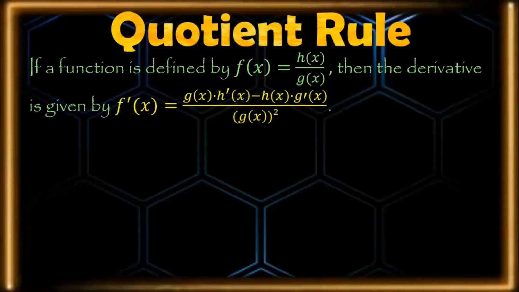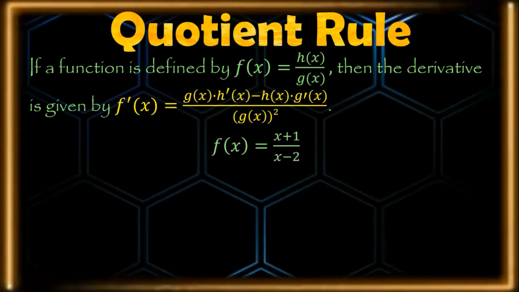Now, quotient rule states that if a function is defined by f of x is equals to h of x over g of x, then its derivative is f prime of x, which is equals to g of x times h prime of x minus h of x times g prime of x all over g of x quantity squared. Now, let's have the following examples.